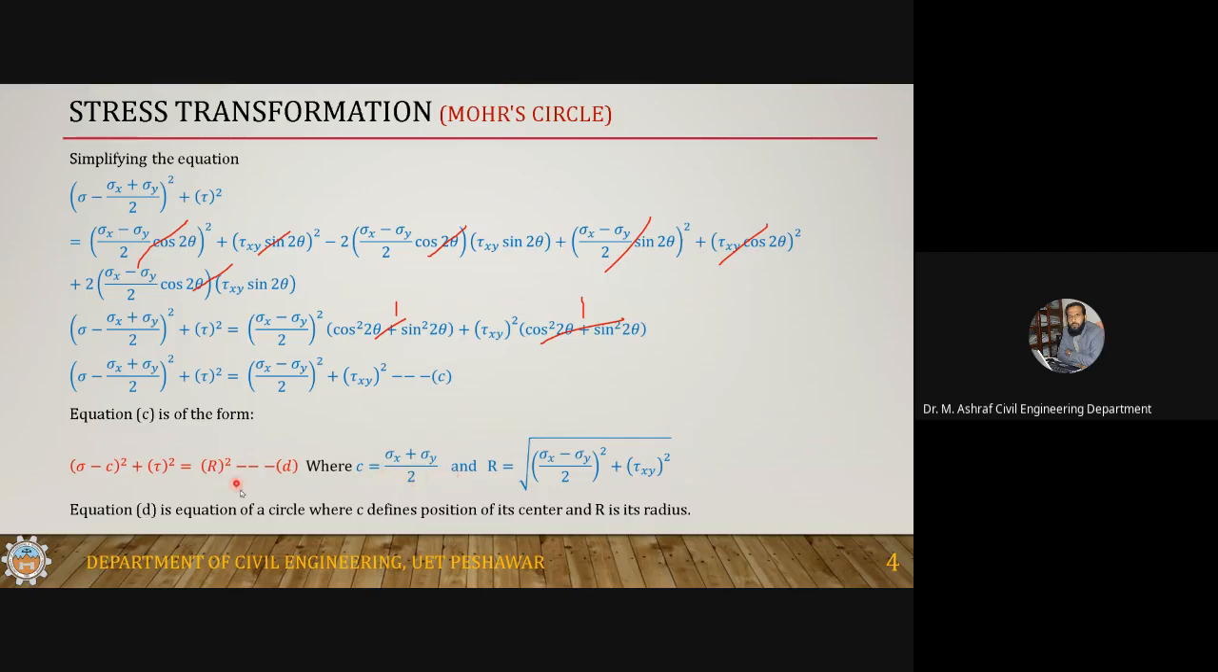So if you look at this equation, this is basically the equation of a circle. Now let me sketch a circle, a general form of the circle equation. So if you have a circle like this, suppose these are the x and y axes, and let's suppose this is the center of this circle.